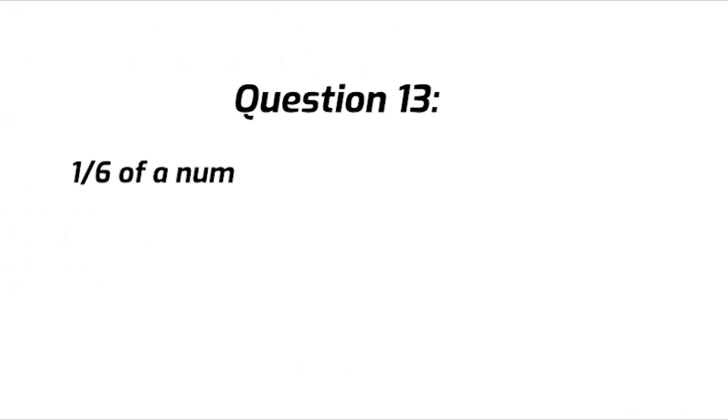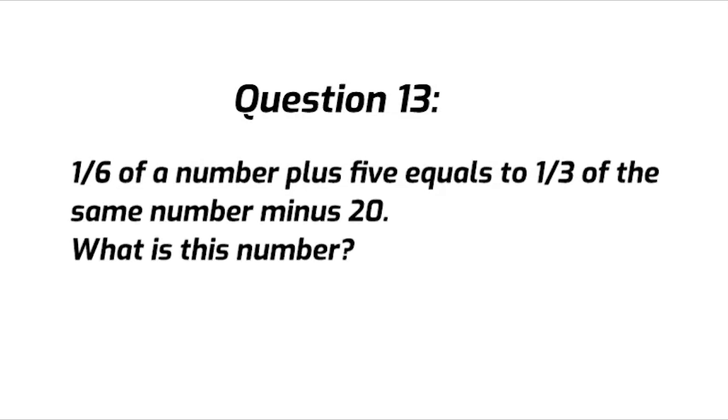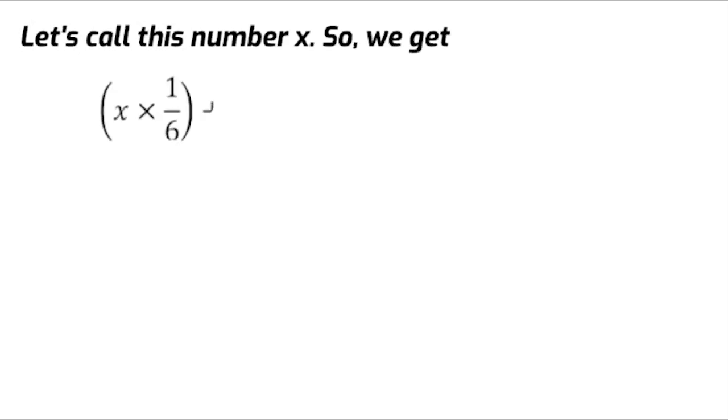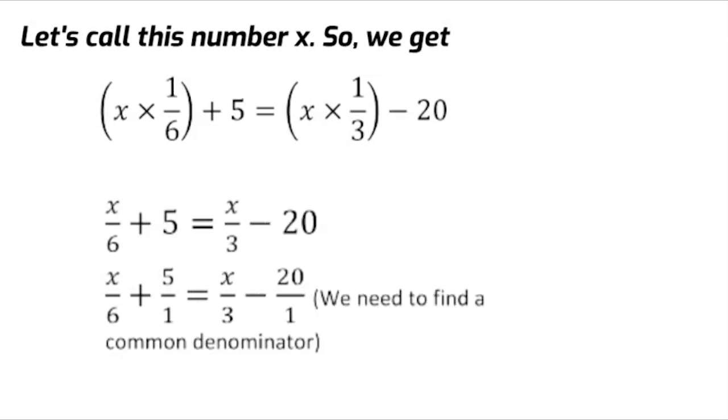1/6 of a number plus 5 equals 1/3 of the same number minus 20. What is this number? Let's call this number x, so we get x times 1/6 plus 5 equals x times 1/3 minus 20. This means x over 6 plus 5 equals x over 3 minus 20. We can take 5's and 20's denominators as 1, and try to find a common denominator for each side of the equality.